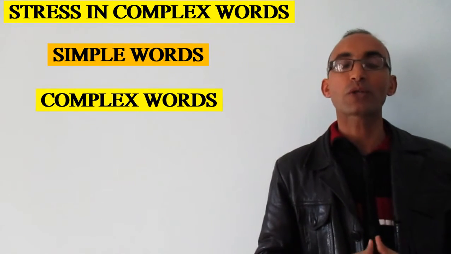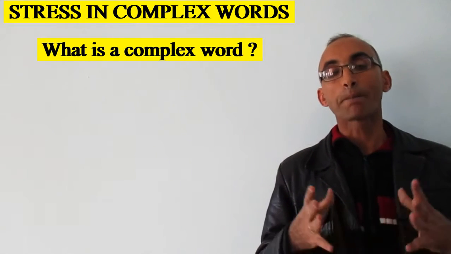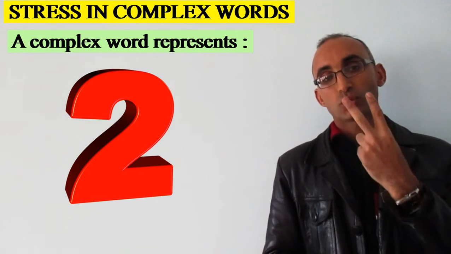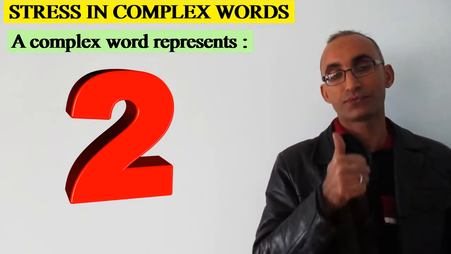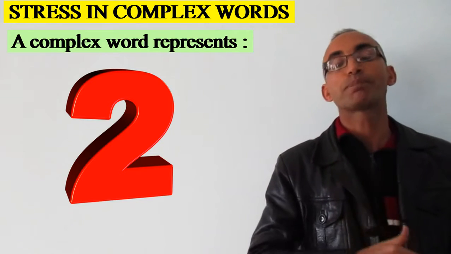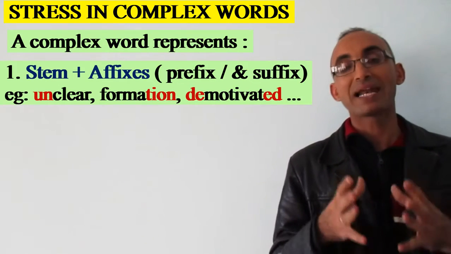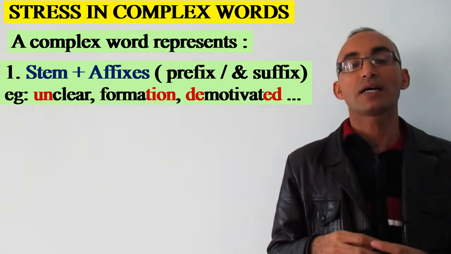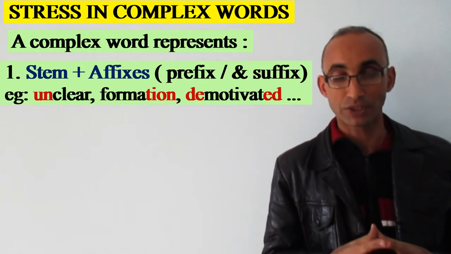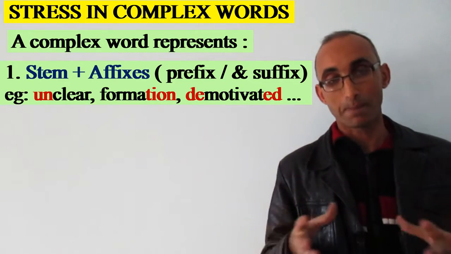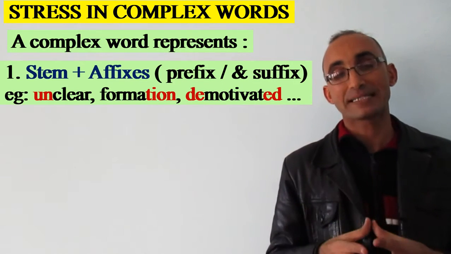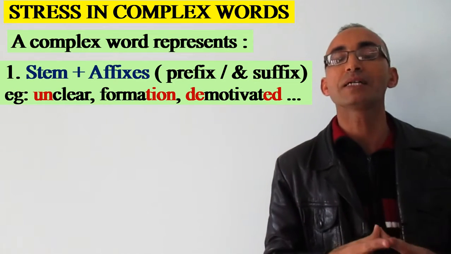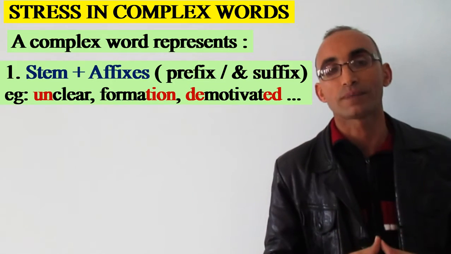Right. Now, before this, we need to know what we mean by a complex word. So here, the complex word represents two types of words. The first one is composed of stem plus affixes. Clear? It means prefixes and or suffixes. So when we have the basic stem of the word, plus affixes, prefixes or suffixes, or sometimes both of them, here we have a complex word.